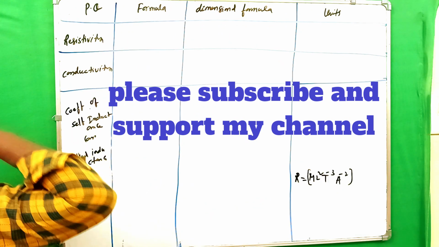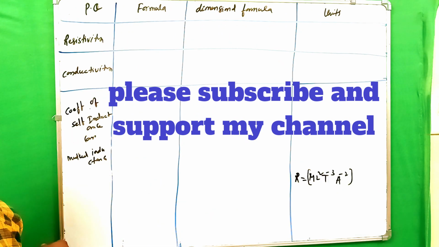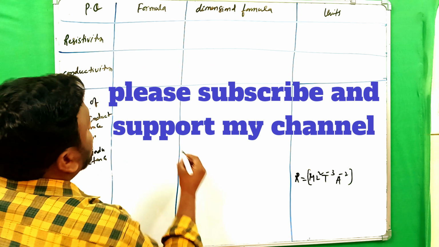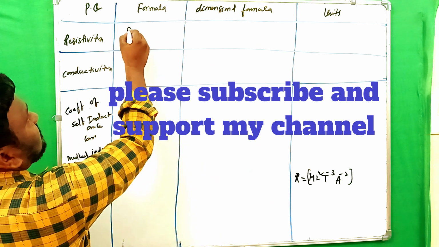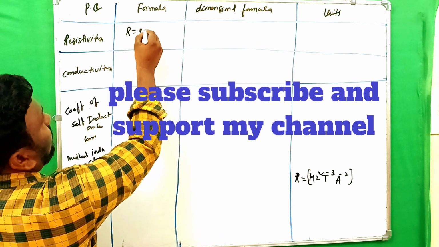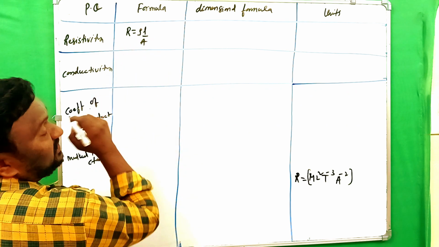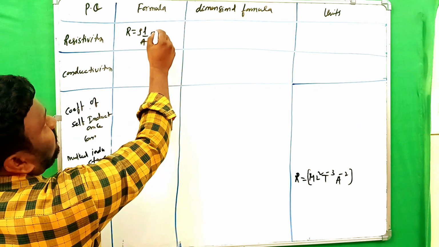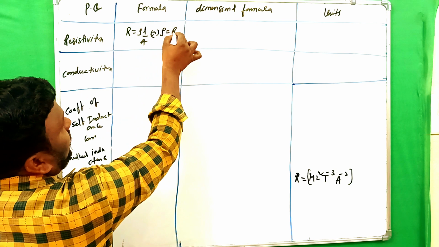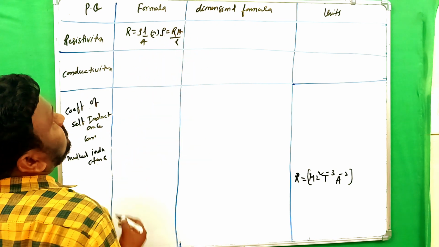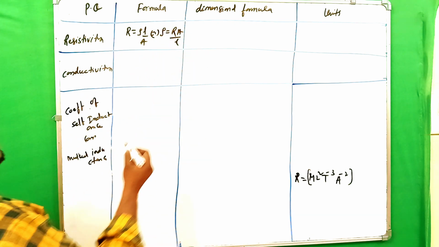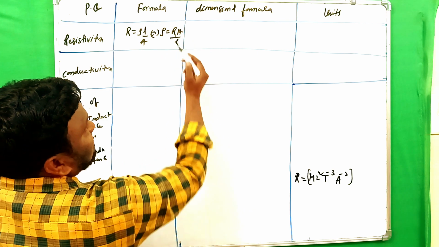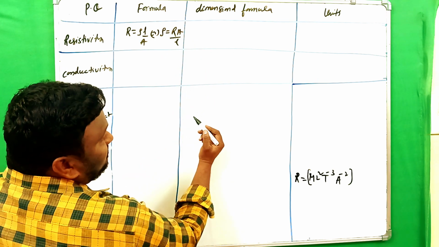See the next one, resistivity. The resistivity formula is like this. R is equal to rho into L by A. This is the formula for resistance. From that, rho is equal to RA by L. What is R? Resistance. What is A? Area. What is L? Length.